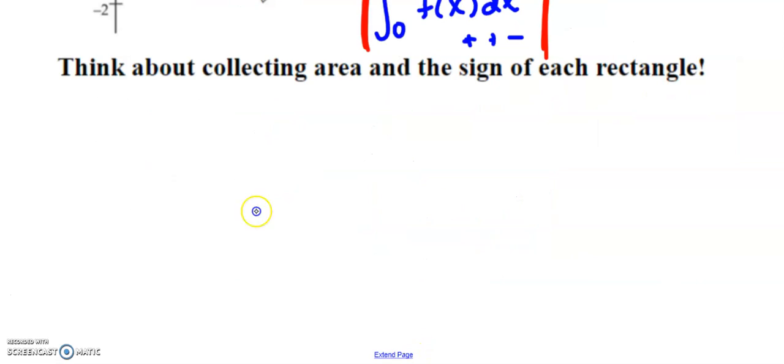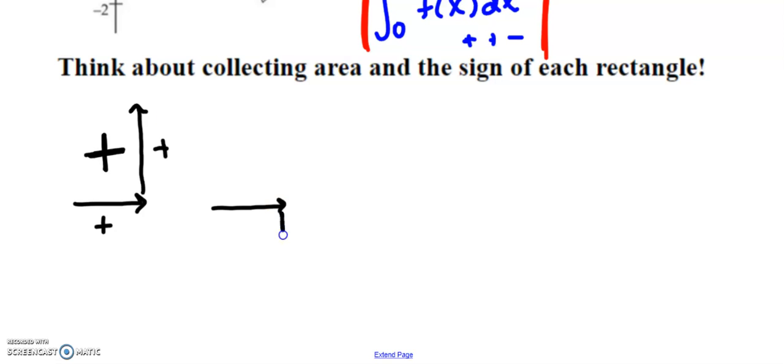All right, think about collecting the area and the sign of each rectangle. So what I mean by that is if you are traveling to the right and drawing up to meet your curve, well, that's going to be a positive width and a positive height, which means that your area is positive. If you are traveling to the right, but your graph falls below the x-axis, well, now you have a positive width, positive x's, but a negative height. Well, a positive times a negative results in a negative.